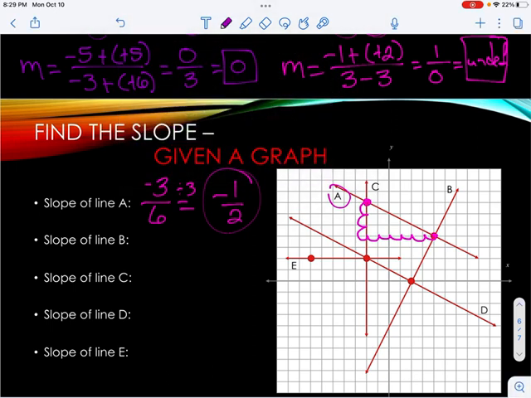Okay, let's try the next one. So for B, I find B here. Here's 1 point. Here's my second point. So I start with the leftmost. 1, 2, 3, 4. So I went up 4, so that's positive. And then I'm going to go 1, 2. I went to the right 2. That's also positive. So 4 divided by 2 gives me a slope of 2.